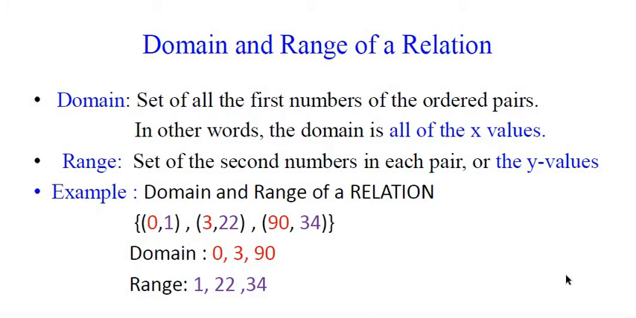And domain, what we call the set of all first numbers of the ordered pairs. The domain is all of the x values, that is 0, 3, 90. Here we have a set 0, 1, 3, 22, 90, 34 with pairs, right? And the domain and the range. So just remember the concept with the help of the example.